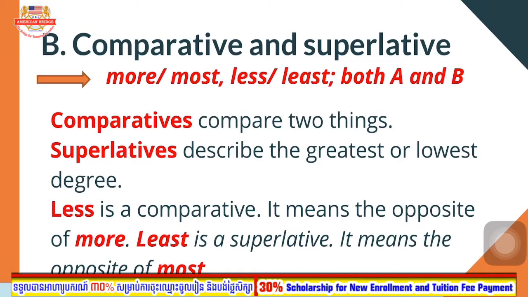So let's see the example. When do we use least and when do we use less? Less is a comparative and means the opposite of more. So it means not more but less, lower. And least is a superlative. It means the opposite of most. Okay, good. So let's see the examples all together to make sure that you understand the usage of the words less, least and both as well.